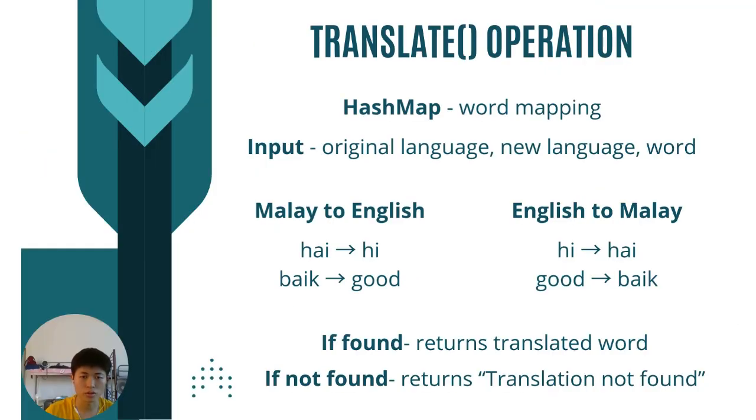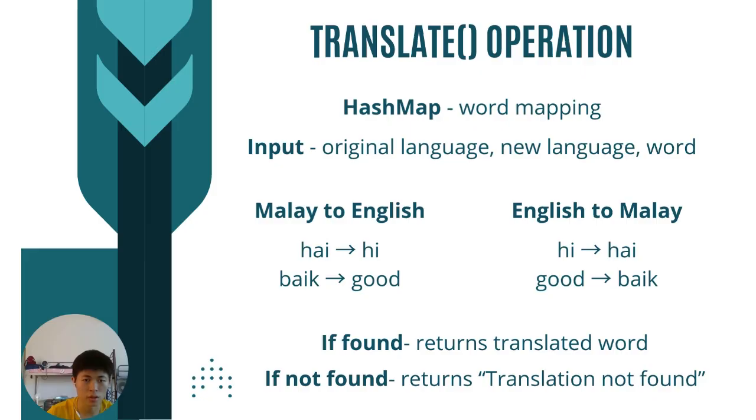To achieve this, I use a hash data structure in Java. This allows me to store key value pairs for translations. Here's how the method works. If the original language is Malay and the new language is English, we search in the Malay to English map. For example, "Hi" becomes "Hi", "Bye" becomes "Good".